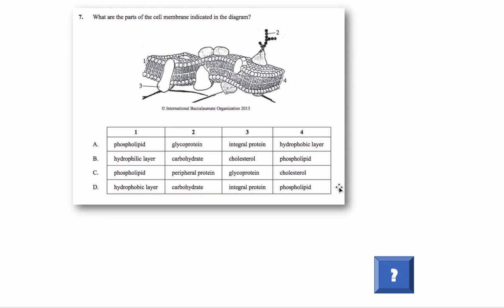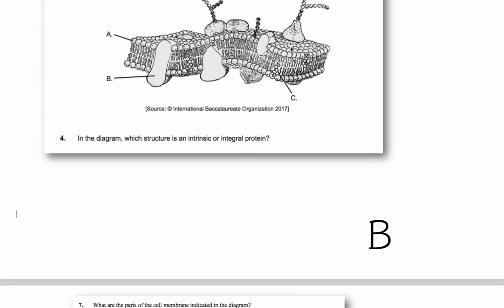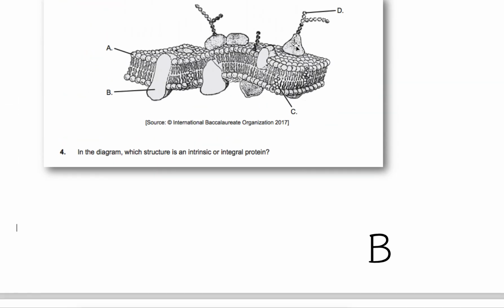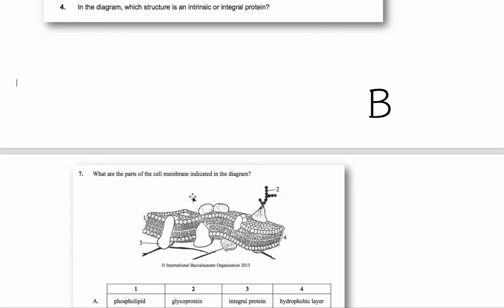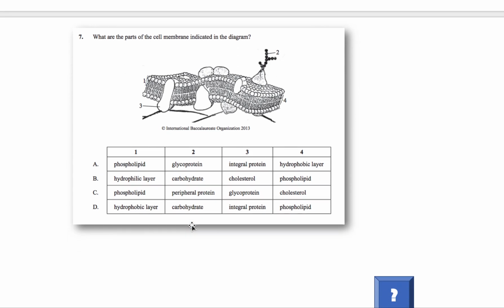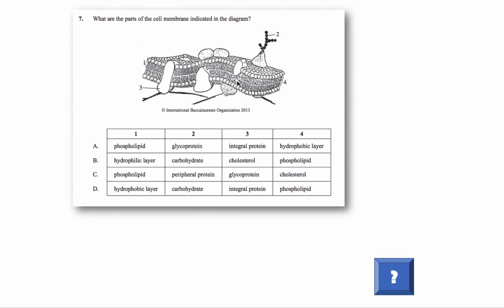Okay, next one. Notice how this is actually a different exam, but they use extremely similar membrane diagrams. Isn't that funny? If you do enough questions, eventually you're going to get the same question. Now, what are the parts of the cell membrane indicated in this diagram? Basically a similar question, but a different way of answering it. So what is 1, what is 2, what is 3, what is 4?